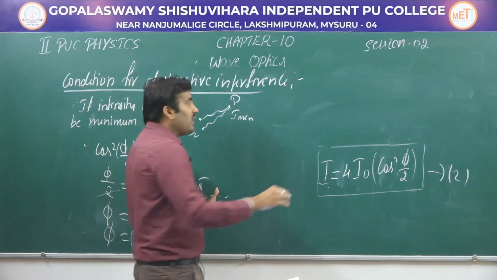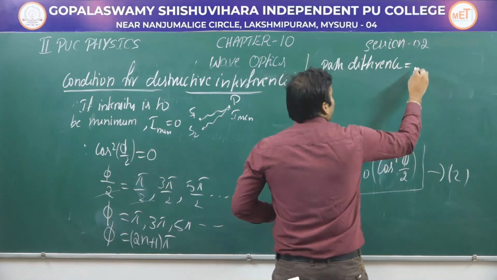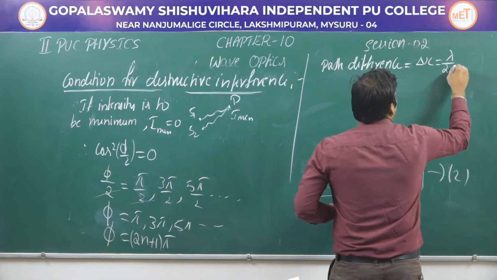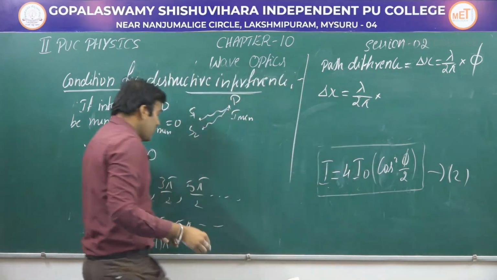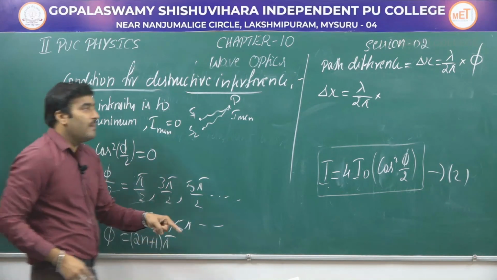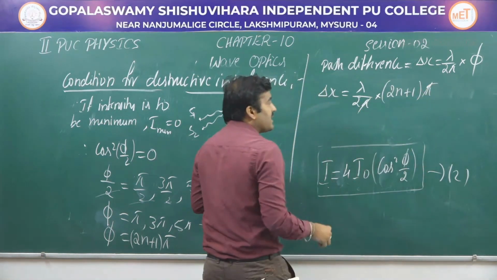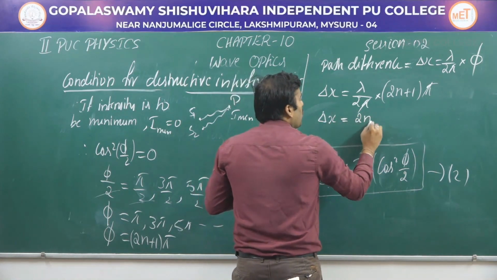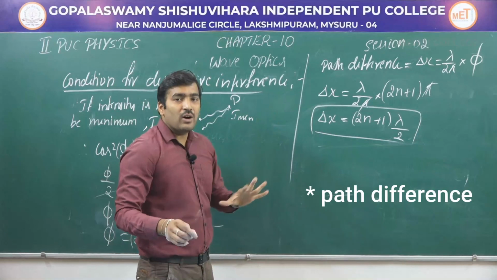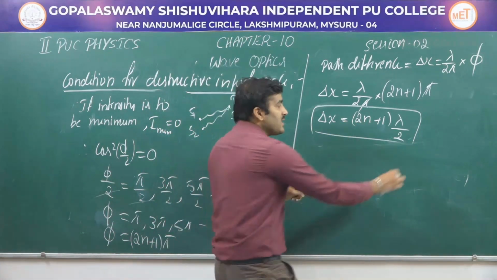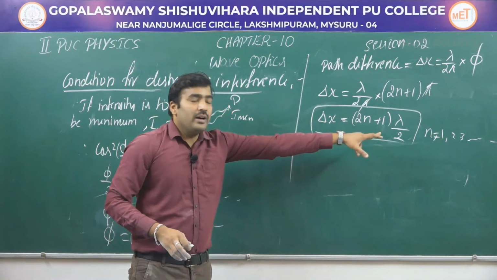Now, let us write this in terms of path difference. Delta x is equal to lambda by 2 pi into phase difference phi. So delta x is equal to lambda by 2 pi into, what is the phase difference? Phase difference is equal to (2n plus 1) into pi. Now cancel pi and pi on either side. Therefore, delta x is equal to (2n plus 1) into lambda by 2. So now we get an expression for the path difference in the case of destructive interference, where n is equal to 1, 2, 3, etc. up to infinity. So n is an integer like 1, 2, 3, 4, 5.